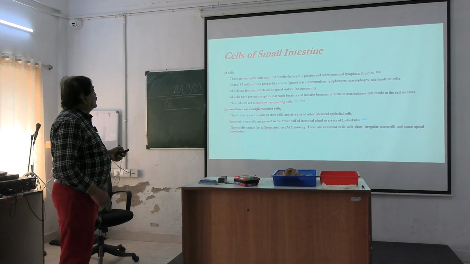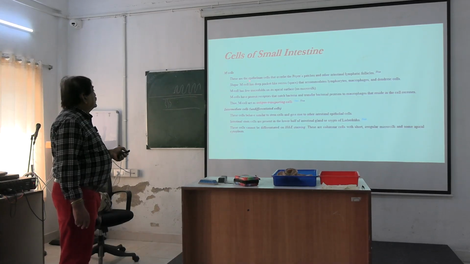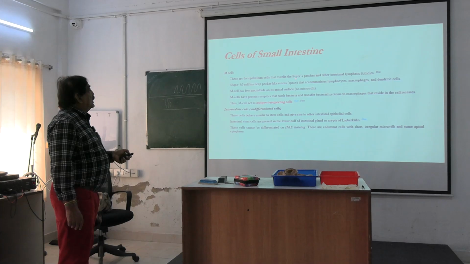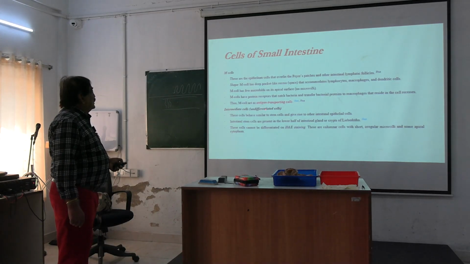Now, cells of the small intestine: M cells, Peyer patches. These are epithelial cells that overlie the Peyer patches and the intestinal lymphatic follicle. M cells have deep pocket-like recesses. M cells have microfolds. They are antigen transporting cells. M cells act as antigen transporting, intermediate and undifferentiated cells.